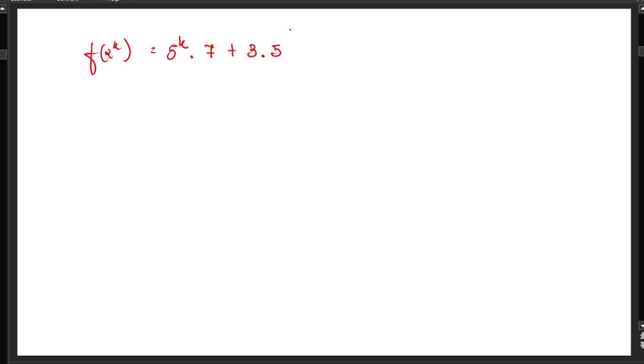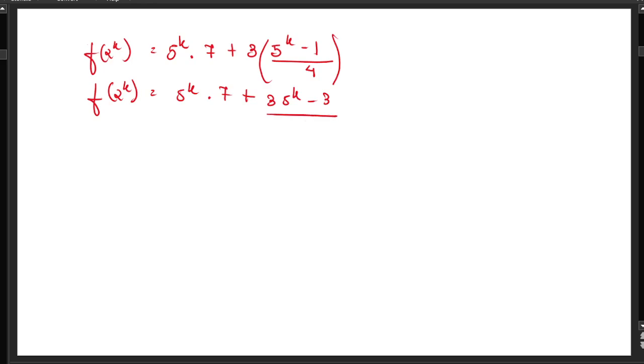5 to the power k minus 1 by 4. Now if we do the simplification for this, it will be 2 to the power k, 5^k into 7 plus. Now if we multiply this completely into the inner side 3, then it will be 3 into 5^k minus 3 divided by 4, like this.